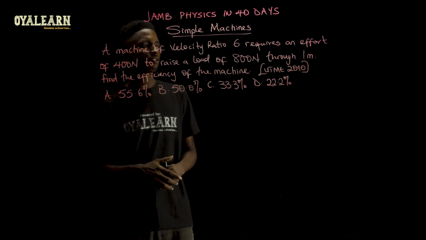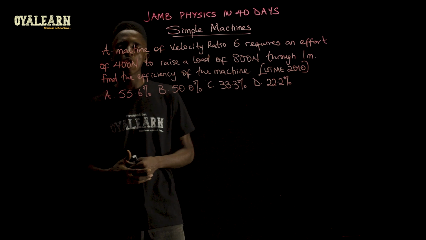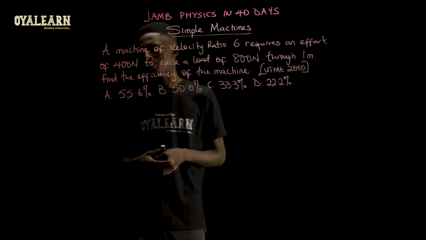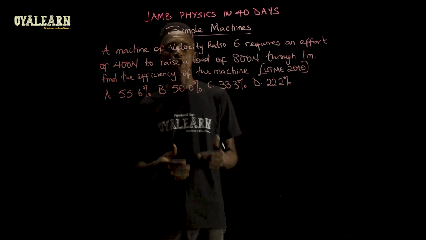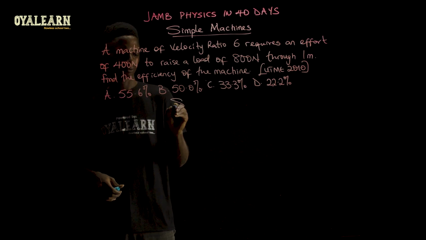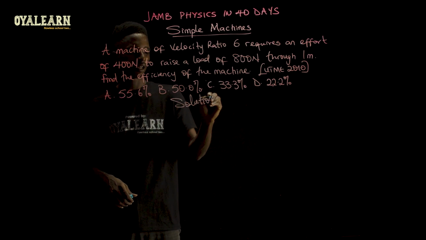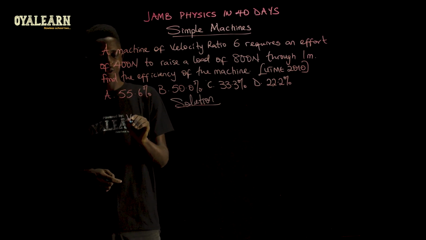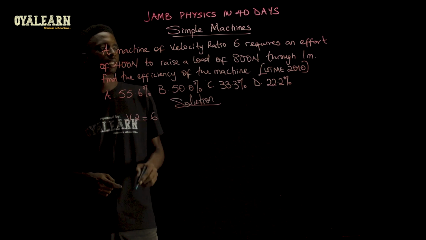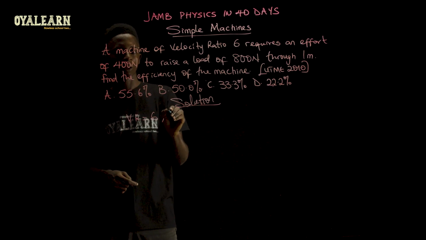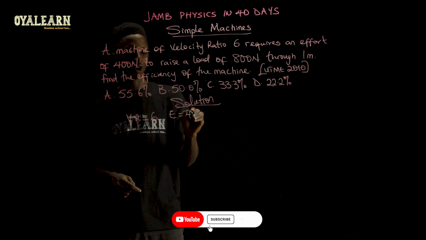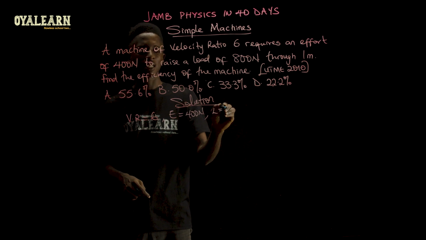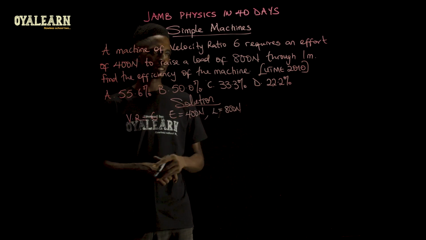A machine of velocity ratio 6 requires an effort of 400 newtons to raise a load of 800 newtons through 1 meter. Find the efficiency of the machine. So, let's solve. First thing you want to do is write out all the information we are given. So velocity ratio is given as 6. Effort is given as 400 newtons. And load is given as 800 newtons.